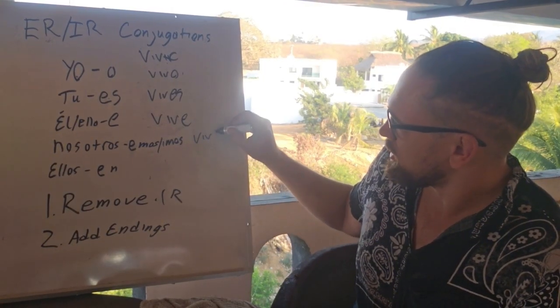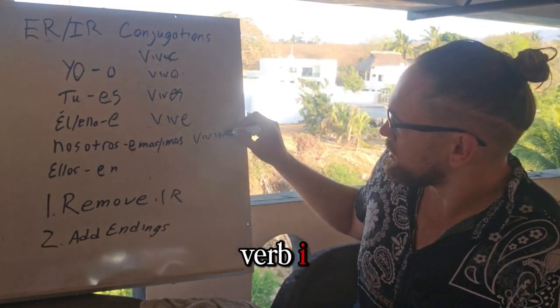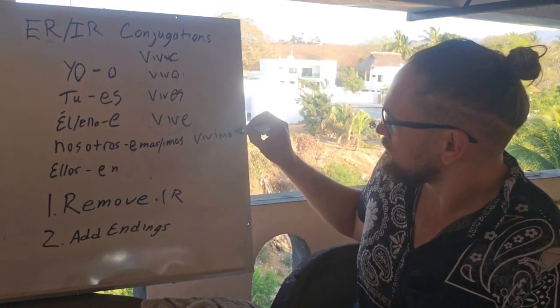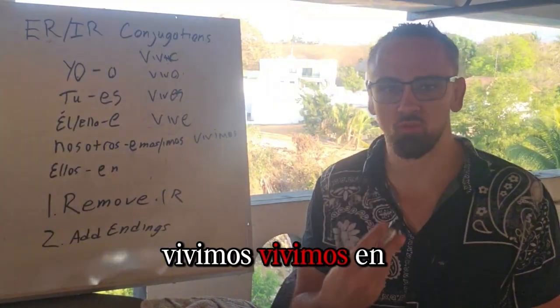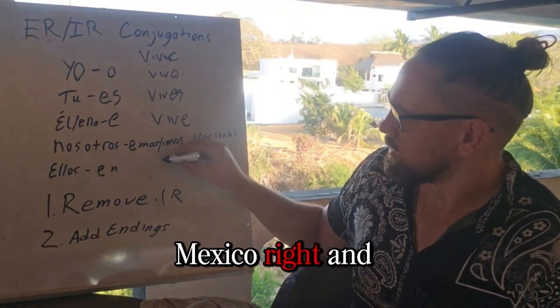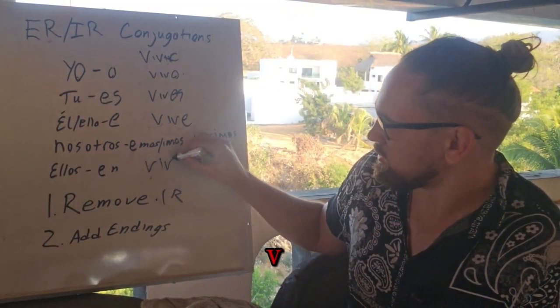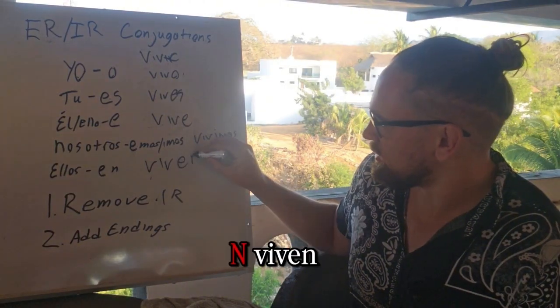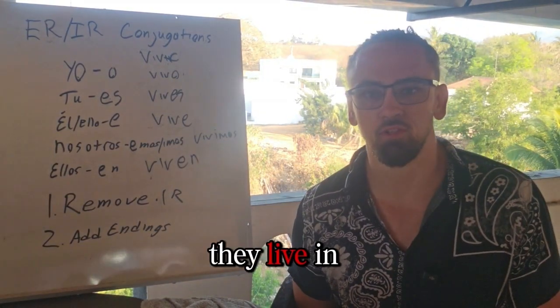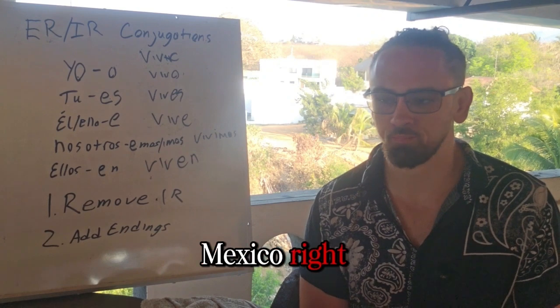VIV, now we're adding I, because it's an IR verb. MOS, vivimos en México. We live in Mexico, right? And then VIV, add an EN, viven, they live in Mexico, right?